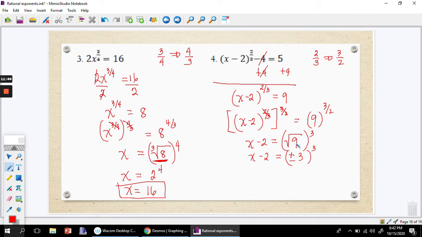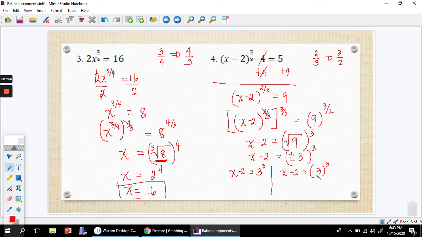So when you are looking for the square root of a number, you always have to answer one positive and one negative, because positive 3 times positive 3 is positive 9. Negative 3 times negative 3 is also positive 9. So you have 2 answers. Now since you have 2 answers for the square root of 9, which is positive and negative 3, you have to split that. So x minus 2 is equal to 3 cubed, and x minus 2 is equal to negative 3 cubed.